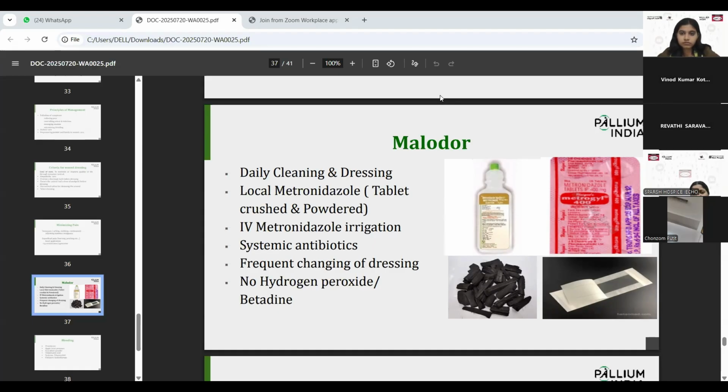Daily dressing only. Okay. You people are doing daily dressing now. Till now you are doing daily dressing and cleaning and dressing only. Am I right? Yes, madam. Okay. Hereafter, you can try metronidazole nebulization, which I have observed and practiced in Pallium India.